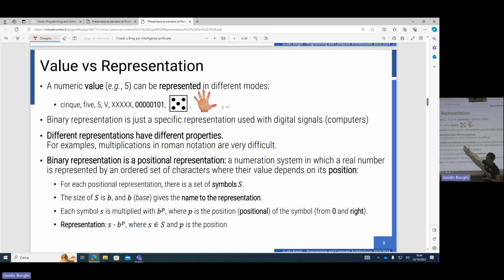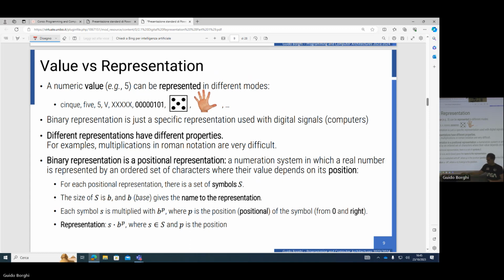The binary representation is a positional representation. You already know how it's possible to use the binary representation to express values, and we are going to see why, since the decimal representation is the same thing as the binary representation, we only change a few things. So what is a positional representation? It is a numeration system in which a real number is represented by these elements.